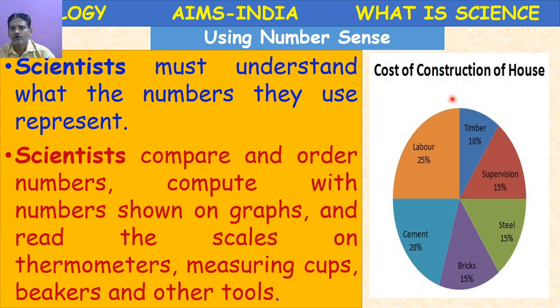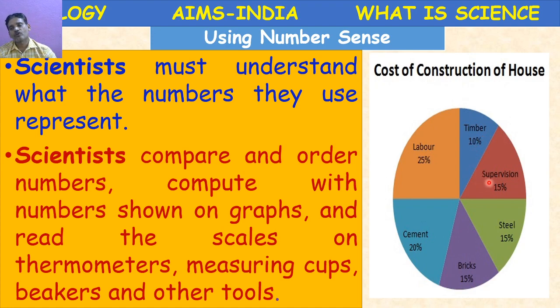Here one example is given: cost of construction of a house. You have been given a project work. What are the raw materials? How much investment? How is the money spent in construction of a house? So here on labor, 25% of investment. On timber, meaning furniture and everything, on windows, doors, timber 10%.